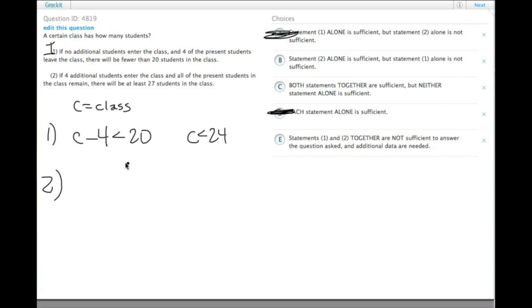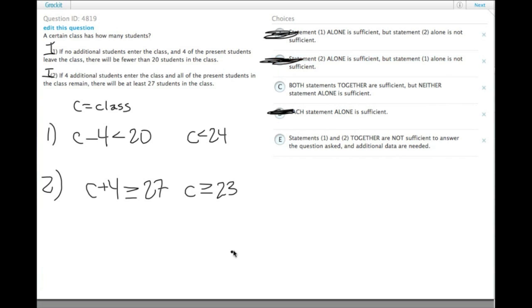Statement 2 tells us that 4 additional students enter the class, C plus 4, and all of the present students in the class remain. There will be at least 27 students in the class, so that'll be greater than or equal to 27. We subtract 4 from both sides. That tells us that C is greater than or equal to 23. That's an infinite range of numbers. It could be 1,000,000 people in the class. So statement 2 on its own is not enough to narrow things down. We get rid of B.